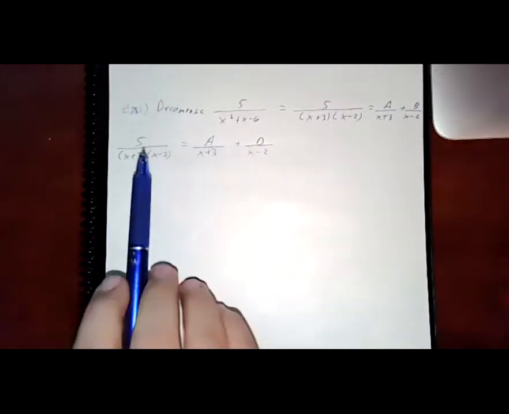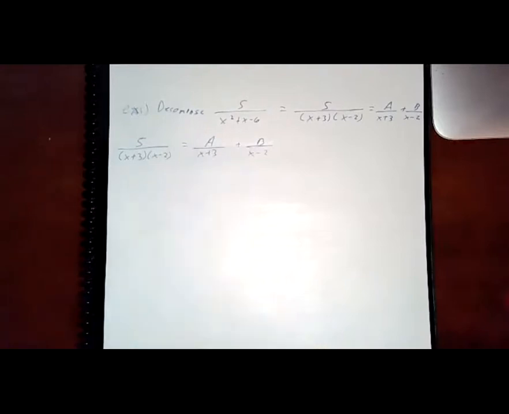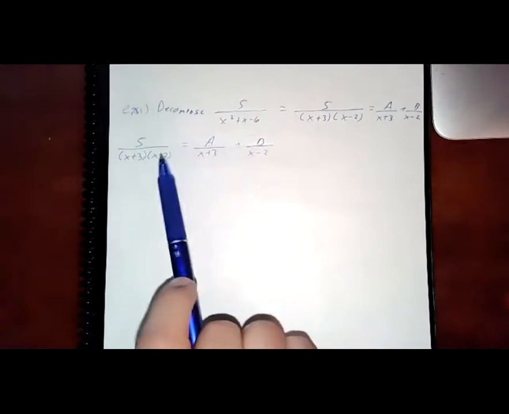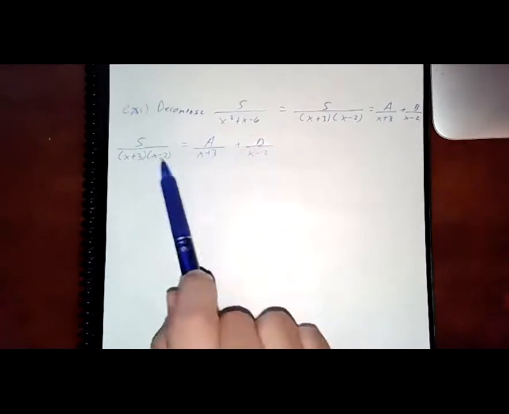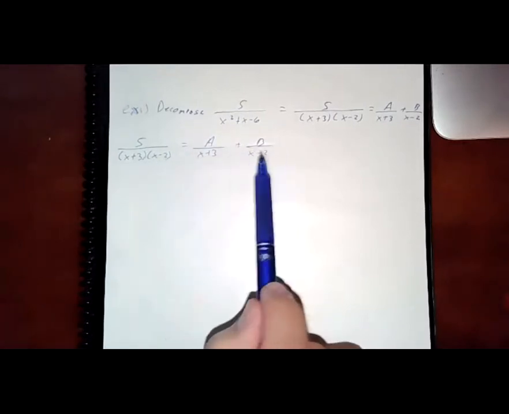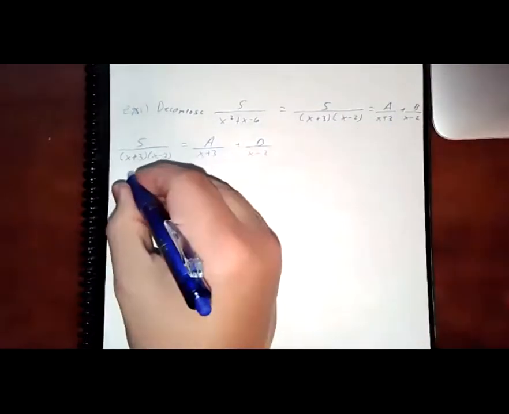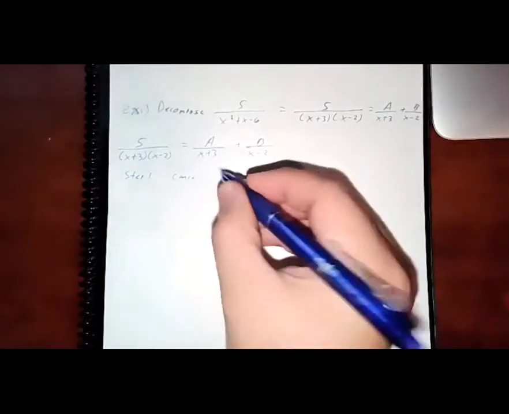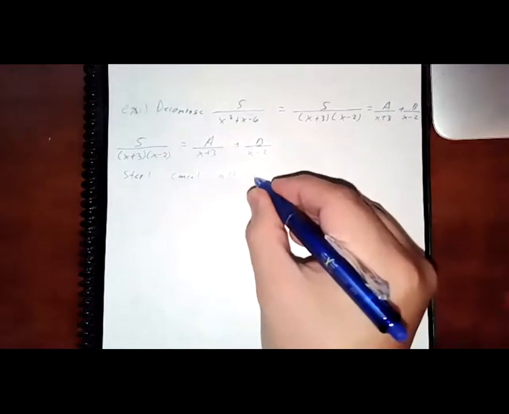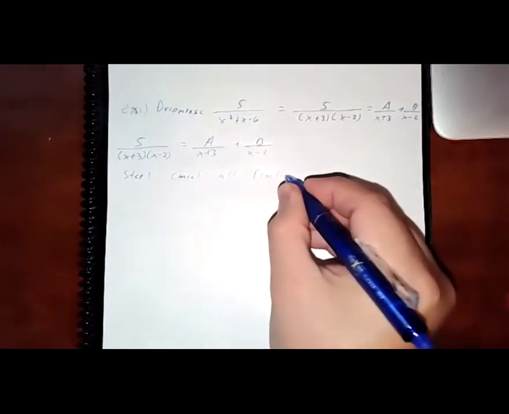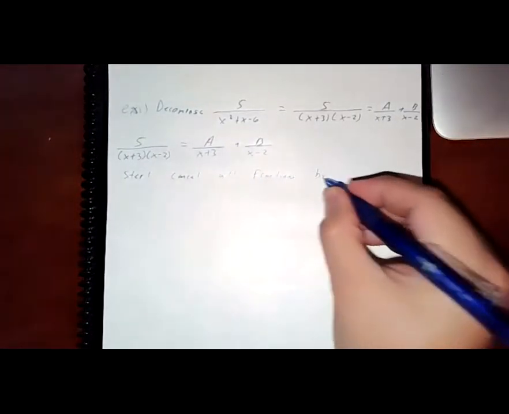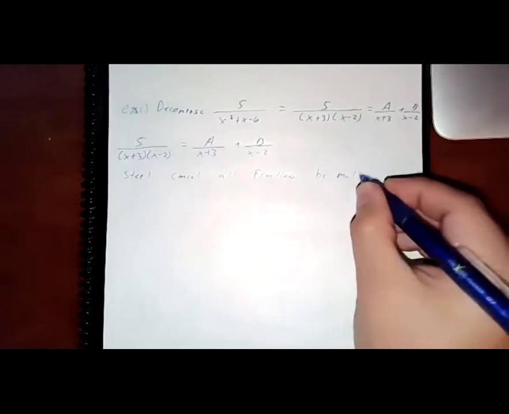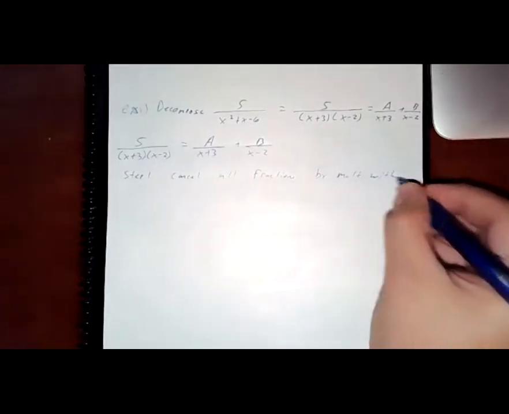Now, the technique to solve for a and b is going to be called equating the coefficients. So we will equate the coefficients by first getting rid of these fractions, and then we'll show you the technique. So step 1, cancel all fractions by multiplying with the LCD, the lowest common denominator.